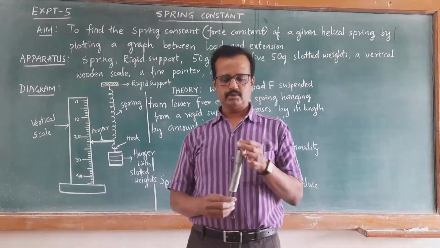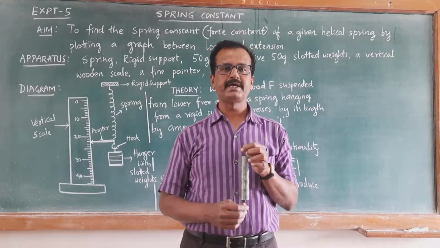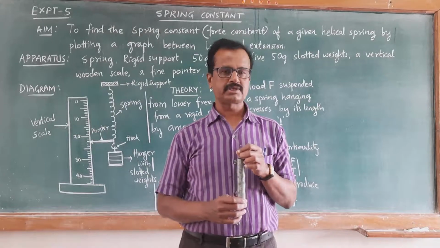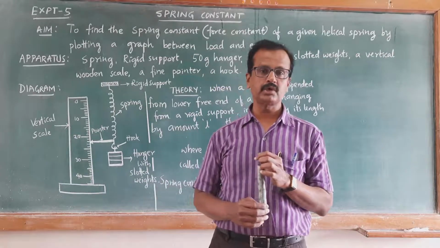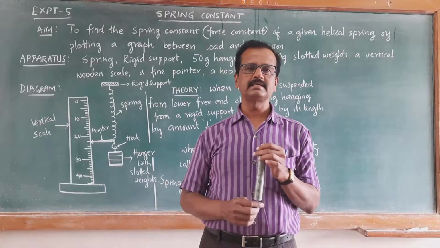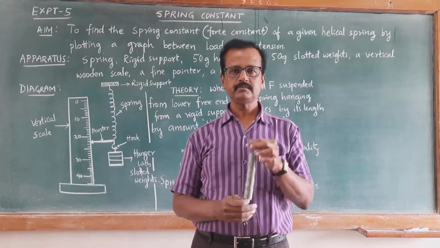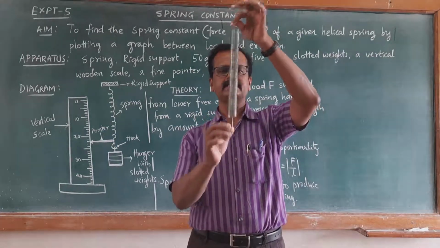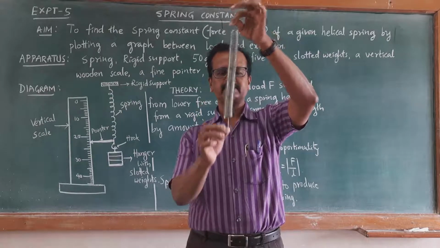Right? So we have already learnt in the theory what is the meaning of a spring constant, or a force constant. We have learnt Hooke's law. Based on this Hooke's law, we know what is the force constant for any given spring. This is called a helical spring. It is in the shape of a helix. Therefore, it is called a helical spring.